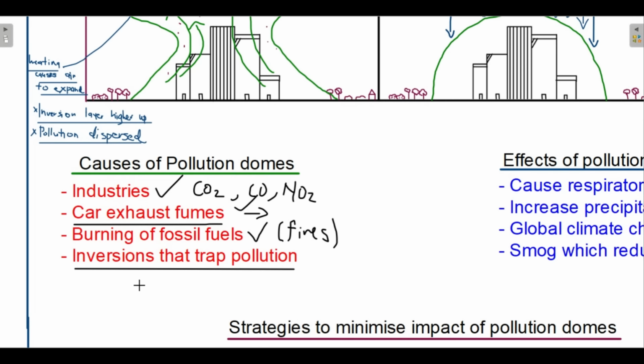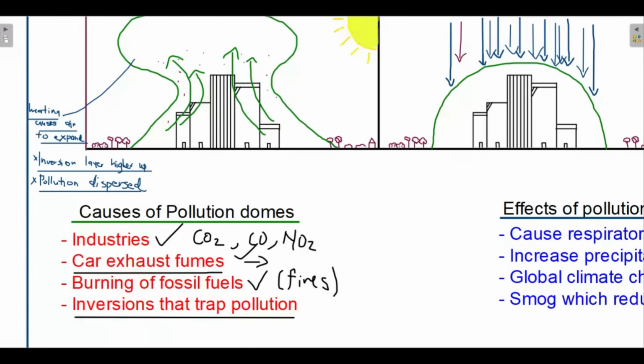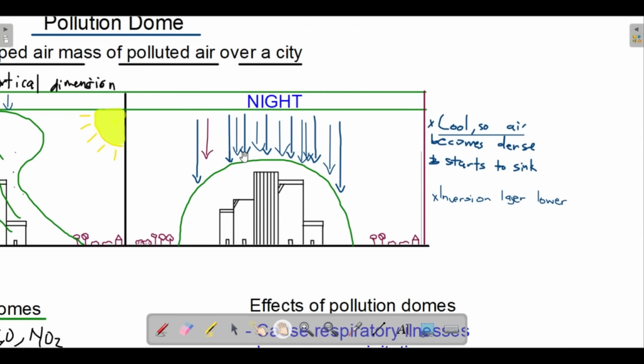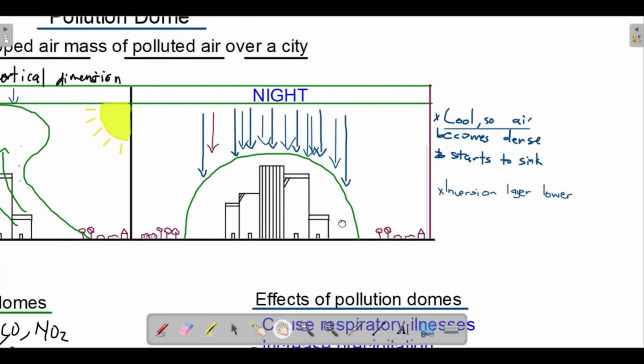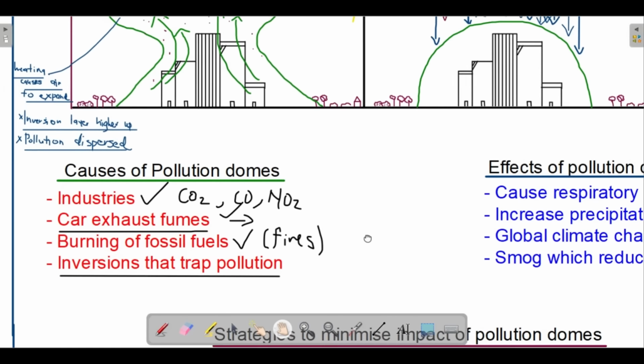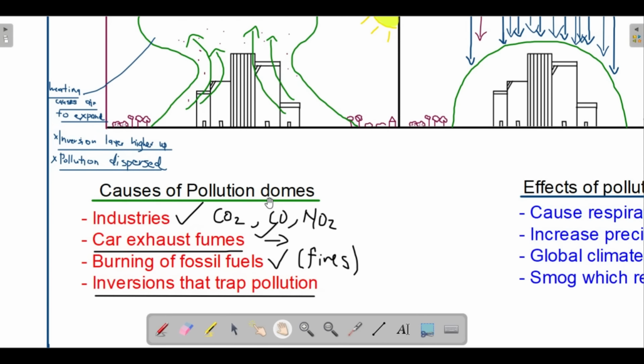There are the inversions that trap pollution. These inversions, as we see during the night, push these pollutants down towards the people, towards the lower atmosphere, and hence this trapped air mass of polluted air is found much closer to the people because of these inversions. Okay, so these are some of the causes of pollution domes.